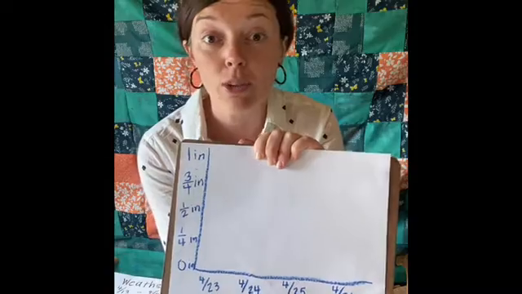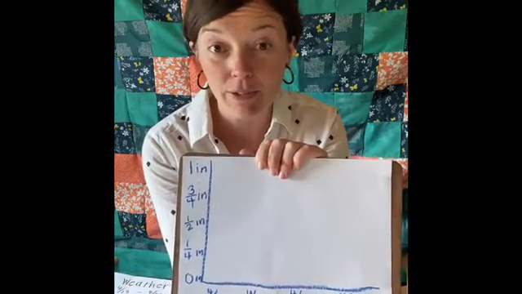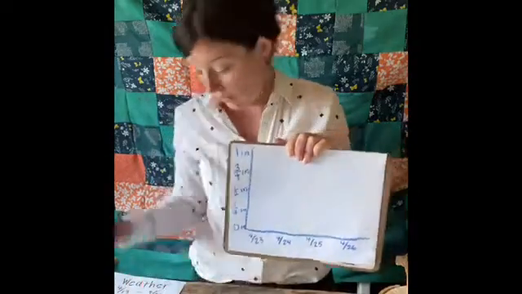Okay, Thursday, Friday, Saturday, and Sunday. All right, now we need to graph our rainfall information. So I'm going to use a different color.